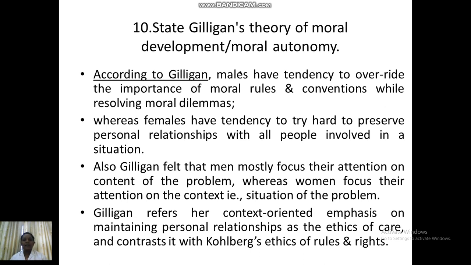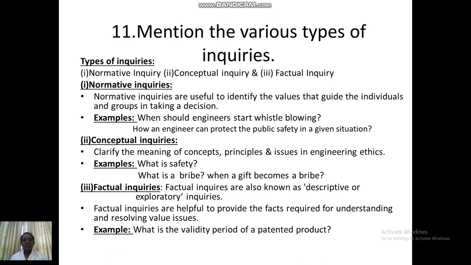of rules and rights. 11th question is, mention the various types of inquiries. They are normative inquiry, conceptual inquiry and factual inquiry. Normative inquiries are useful to identify the values that guide individuals and groups in taking a decision. Examples: when should engineers start whistleblowing? How can an engineer protect the public safety in a given situation? Conceptual inquiries clarify the meaning of concepts, principles and issues in engineering ethics. Examples: what is safety? What is a bribe? When does a gift become a bribe?